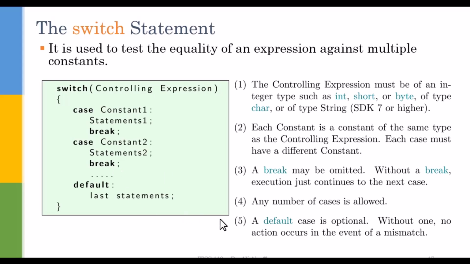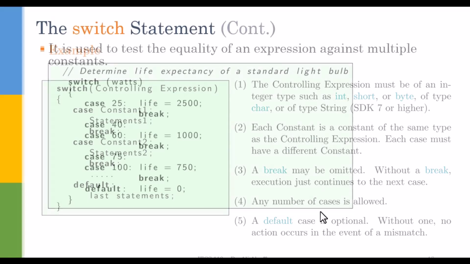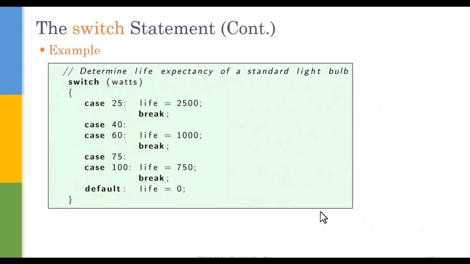Any number of cases is allowed. And then a default case, which is the last one, is optional. This is like the last else we have in a multi-branch if else statement. Without one, no action occurs in the event of a mismatch. We will go for an example here, and we will take some cases for the value of watts. See, this is the single variable watts.